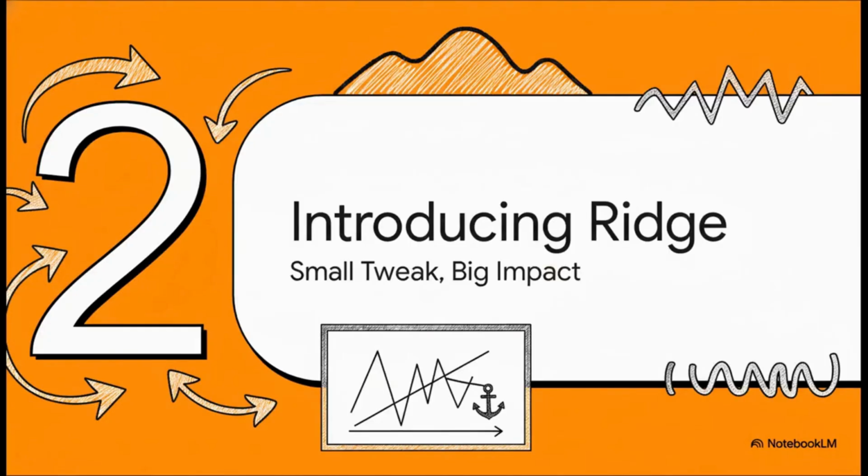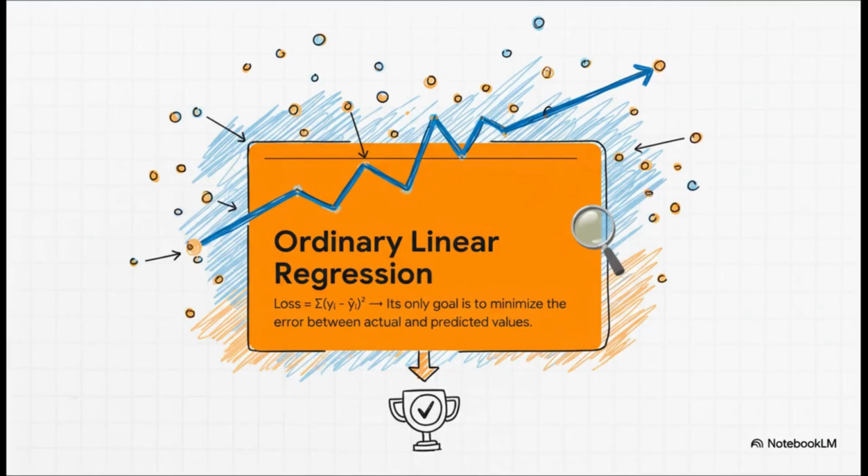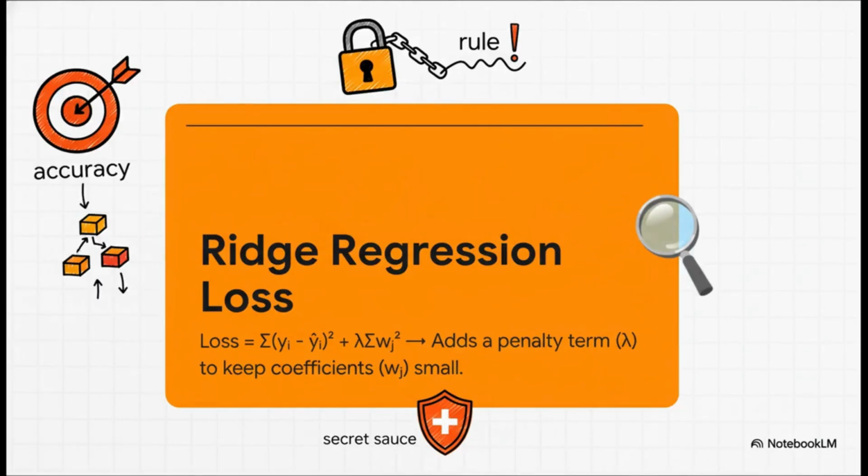So, how do we fix this whole mess? Well, say hello to ridge regression. It's a really elegant, surprisingly simple tweak to standard linear regression that helps bring our overexcited, overachieving model back down to earth. To really get what ridge does, you gotta remember where it comes from. A standard, ordinary linear regression model has one single goal: to minimize the difference between its predictions and the actual values. That's it. Its only job is to get as close as possible on the training data, no matter what it takes. And this is where the magic happens.